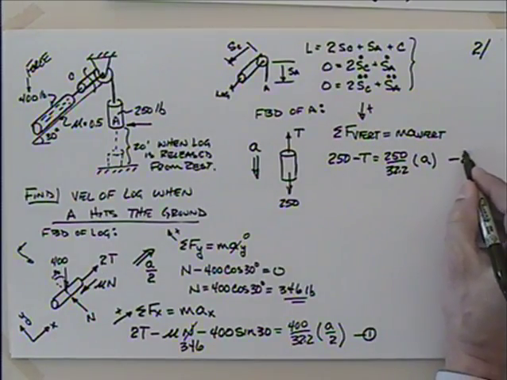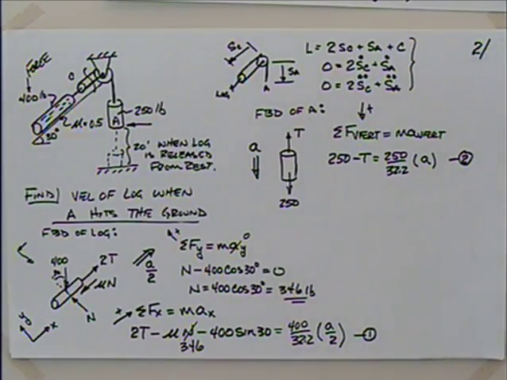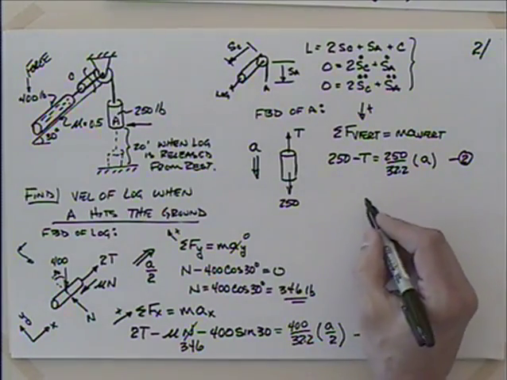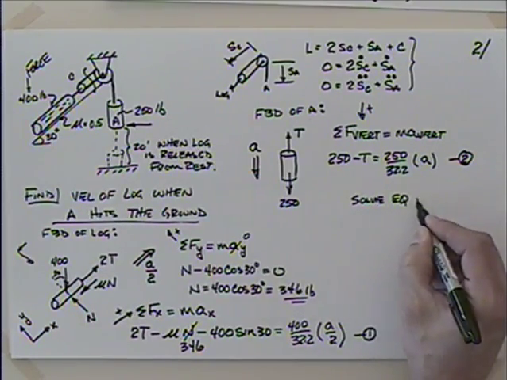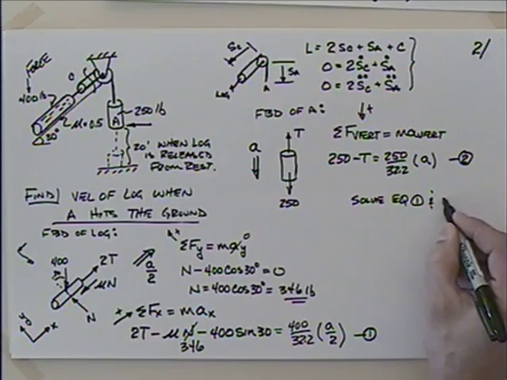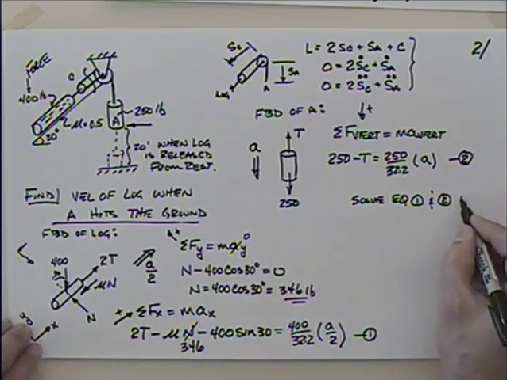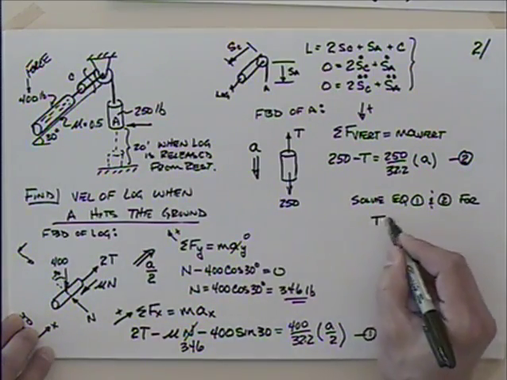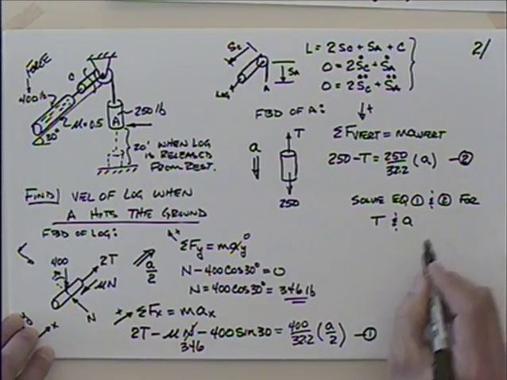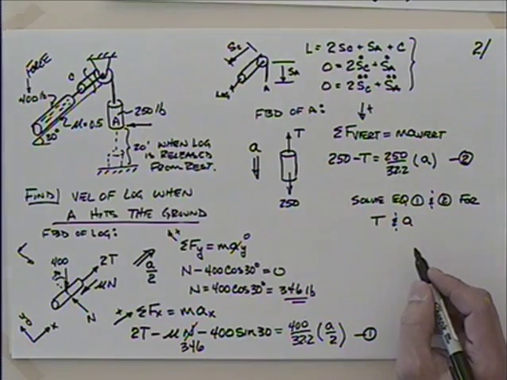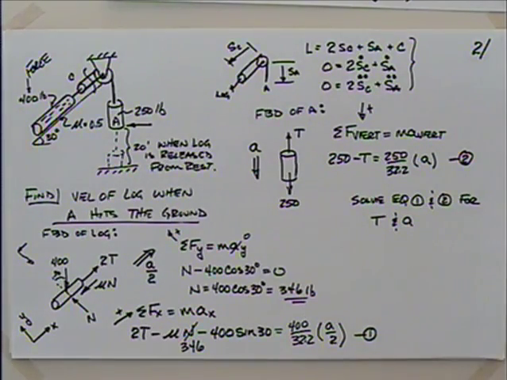So with this, I have equation number 2. I have the same unknown tension. I have the same unknown acceleration. And I'm going to then solve equations 1 and 2 for the tension T and the acceleration A. When you do that, it's pretty straightforward. We want to go through that.